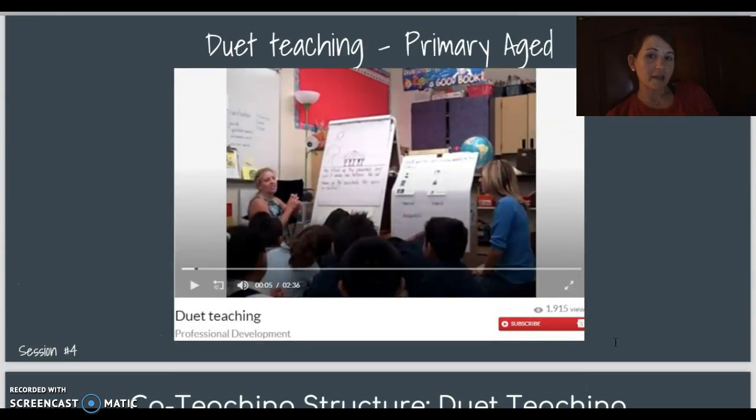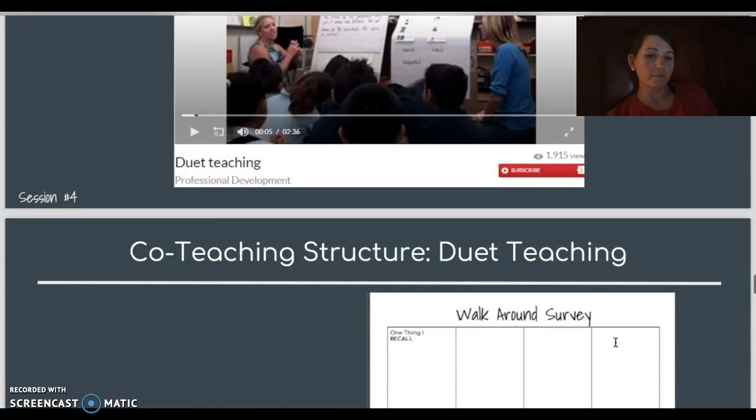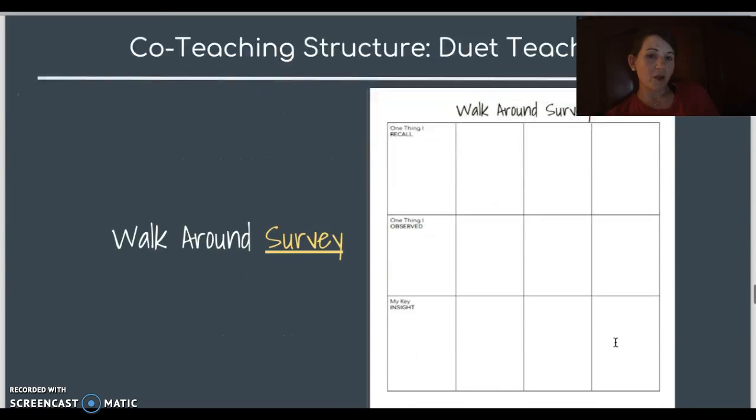So following that, they'll get to see some models of duet teaching in a primary age classroom, and then participate in what we call a walk around survey, which is a reflection of what they've seen in the video and what they're recalling co-teaching might look like, and some insight into this collaborative co-teaching inclusive classroom philosophy.